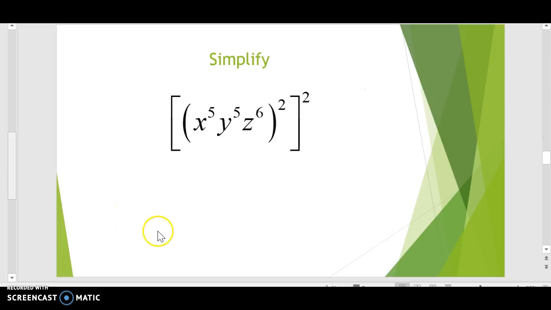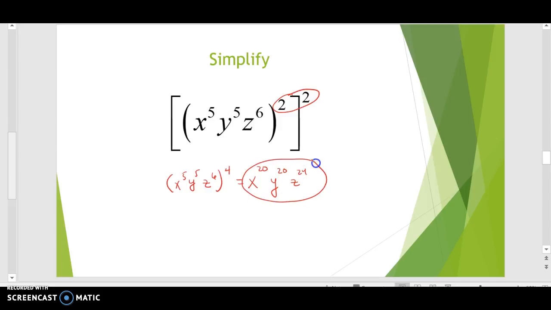All right. Next one. Now what I like to do here is I'm going to raise this power to a power, right? And that's going to become x to the 5th, y to the 5th, z to the 6th, all raised to the 4th power. I multiply these together. Now, when I raise everything in here to the 4th power, I'm going to get x to the 5 times 4 is 20. y to the 5 times 4 is 20. Then z to the 6 times 4 is 24.